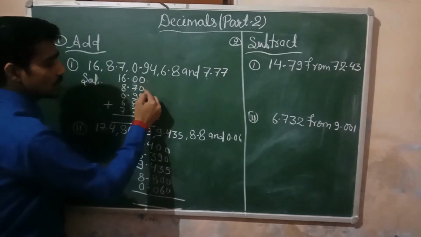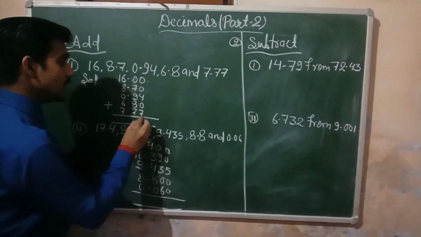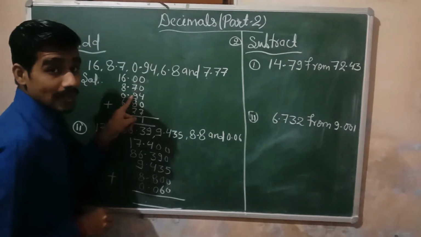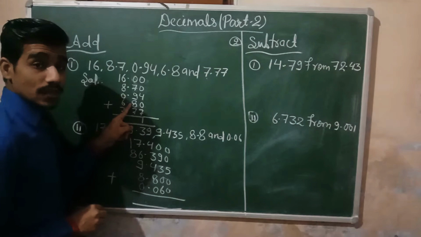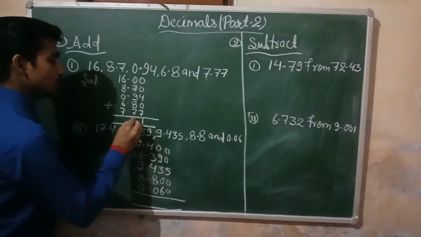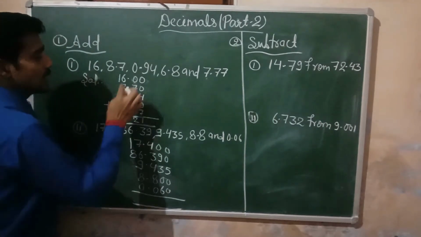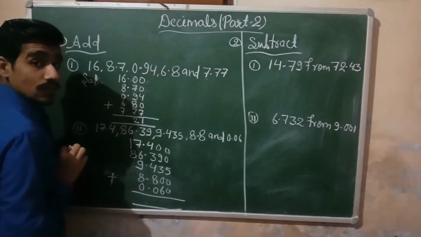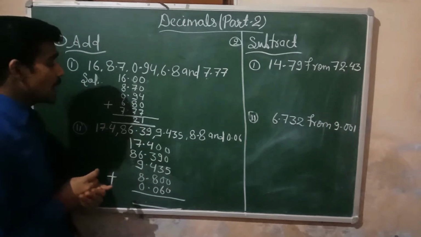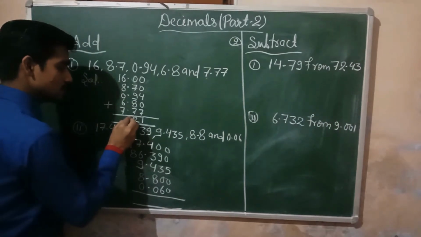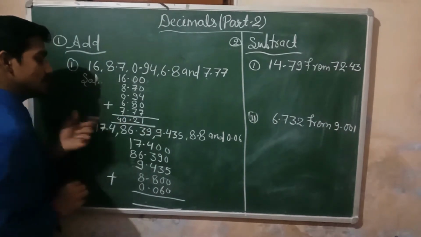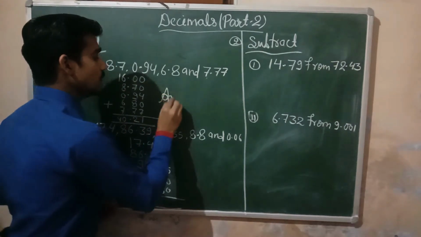Look at here. 0 plus 0 is 0, 4 plus 7 is 11. Carry 1, students. And 7 plus 9 is 16, 16 plus 8 is 24, 24 plus 7 is 31, plus 1 is 32. Carry 3. 8 plus 6 is 14, 14 plus 6 is 20, 20 plus 7 is 27, plus 3 is 30. Again carry 3, 3 plus 1 is 4. This is your answer. Clear students?